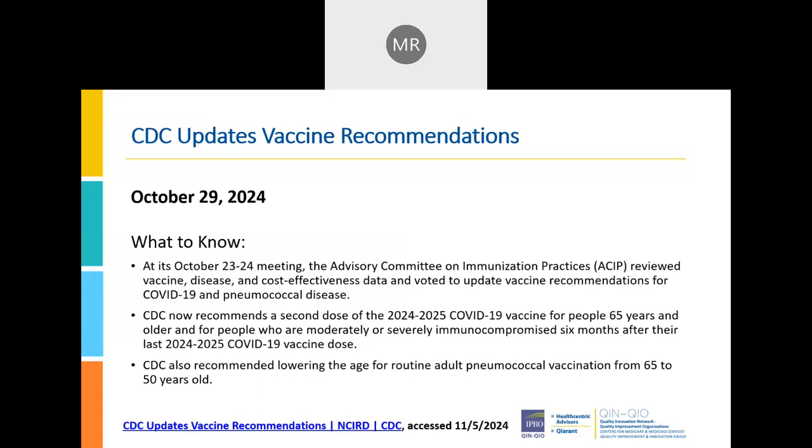CDC also recommended lowering the age for routine adult immunization vaccine from 65 to 50. So that might shift a little bit with some of your staff. So be aware of that too.